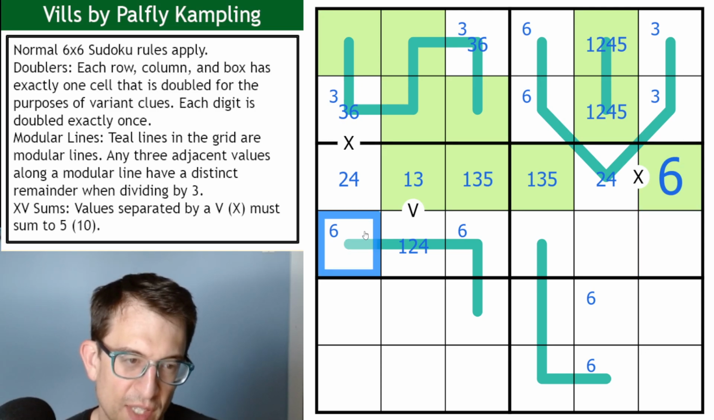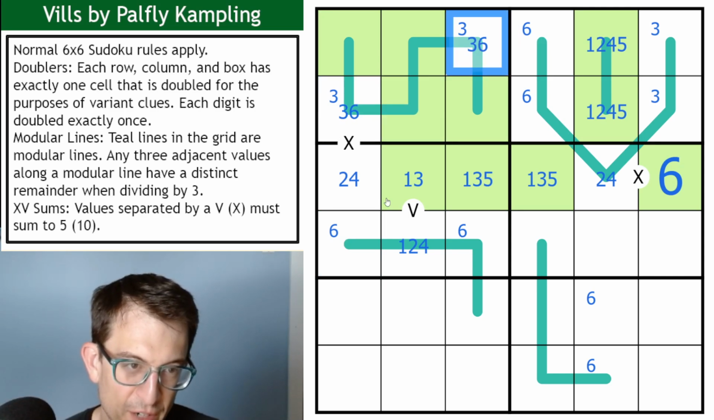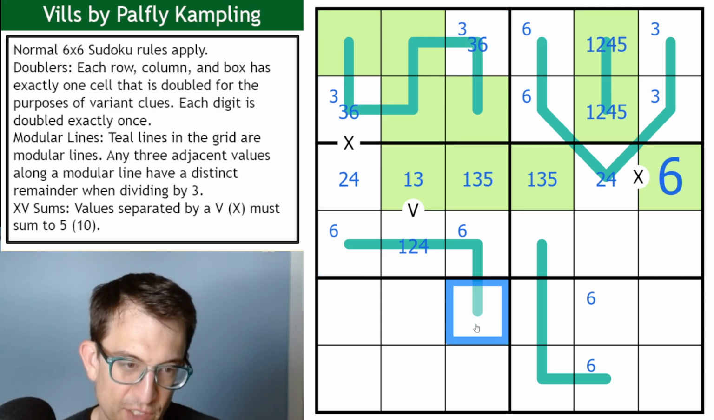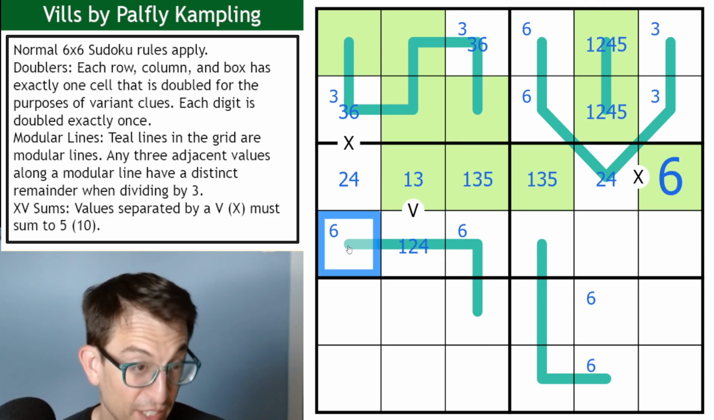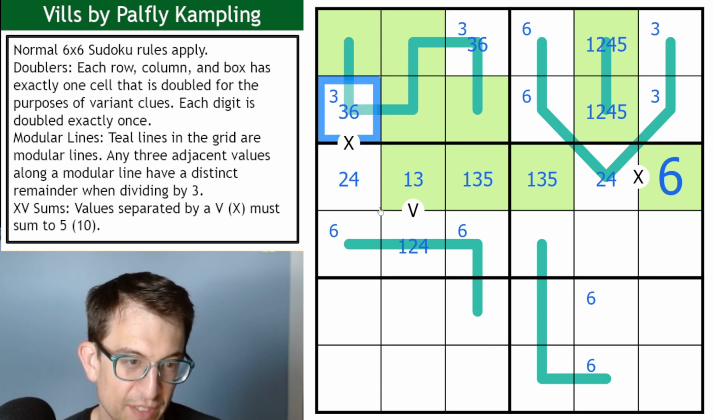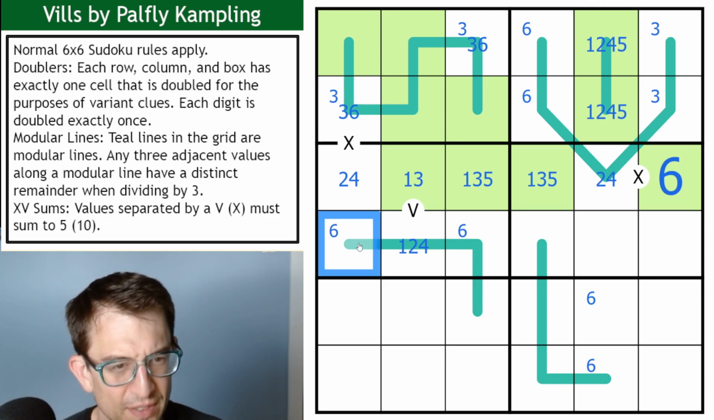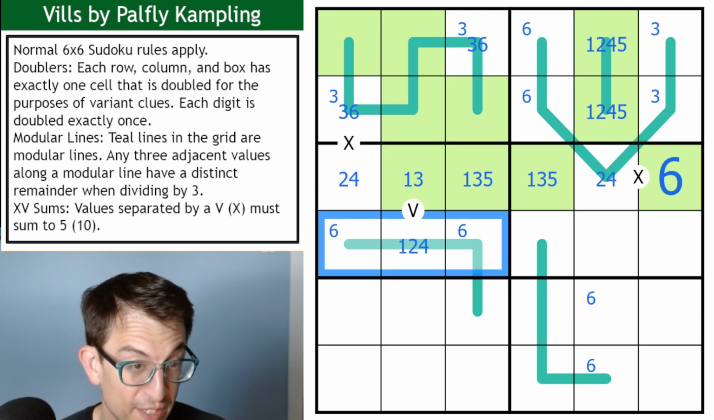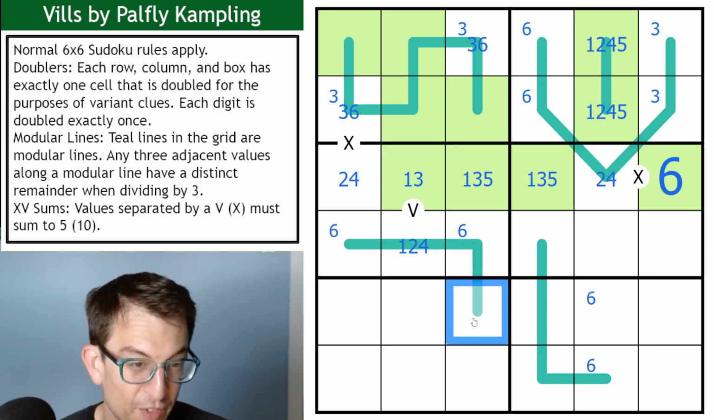If this is 6, I mean 3s and 6s are interesting because the doubler doesn't matter for the modular line. So if this is 6, this is 3 or 6. Well, if it's 6, 3, 6, if this is 6, this is 3. So this is not 6 either way, because if this is 6, we get 6, 3, 6. Oh no, this could be 3, I guess. No, because we can't have 3 on this line because 6 is on this line. I mean, we could have a 3 here.